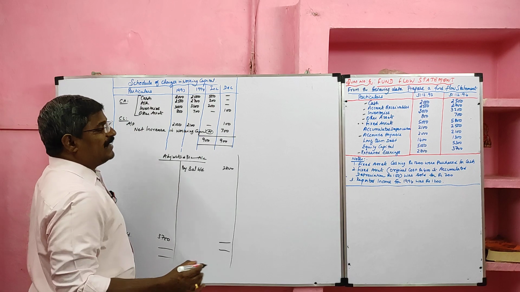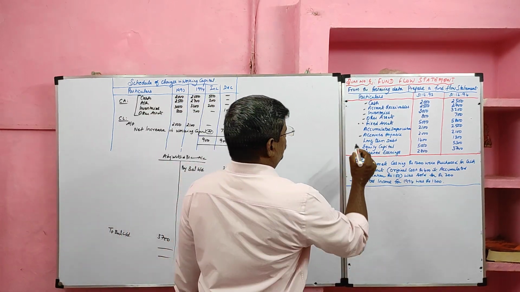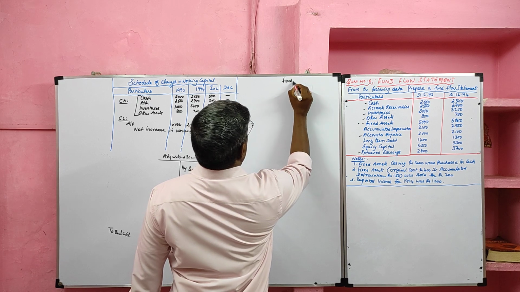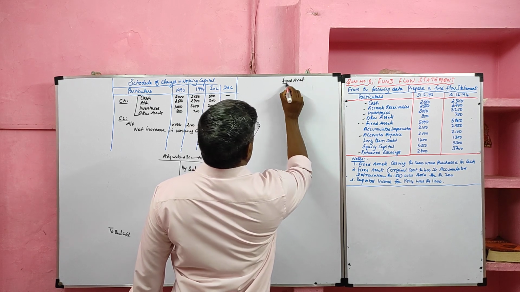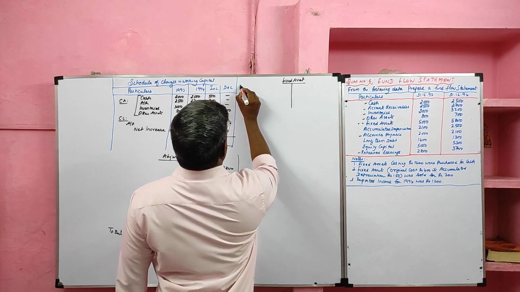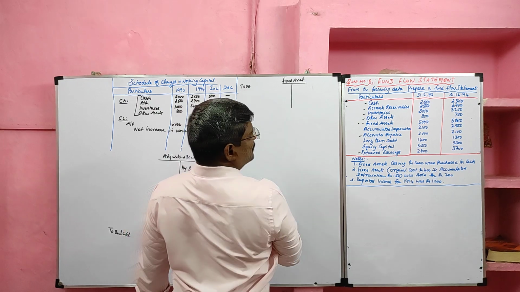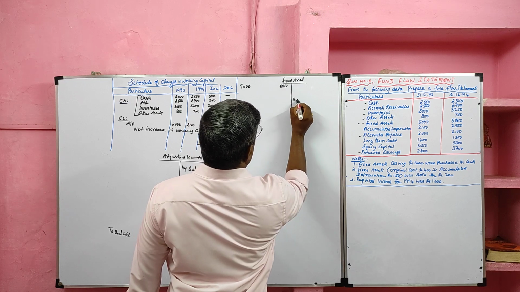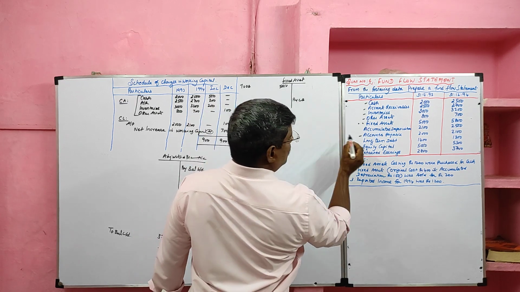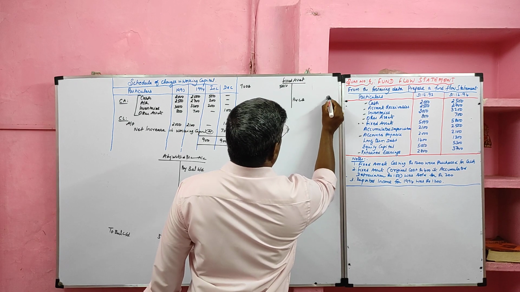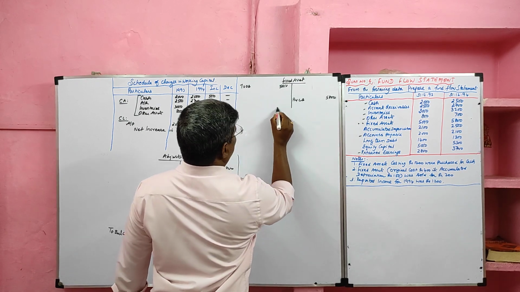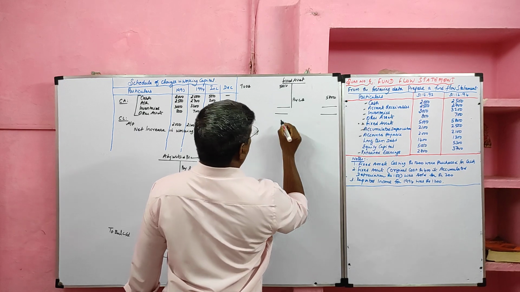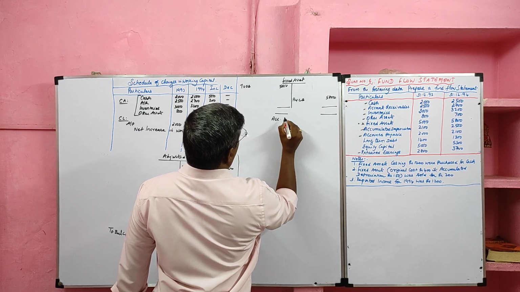Then I am going to prepare ledger accounts. First we are going to prepare the ledger account for fixed assets. Fixed assets, opening balance 5000, closing balance 5800. Along with that, we have to prepare the ledger account for accumulated depreciation.